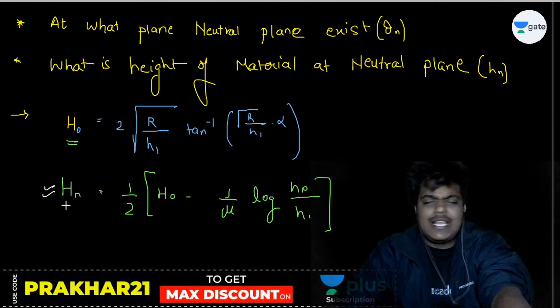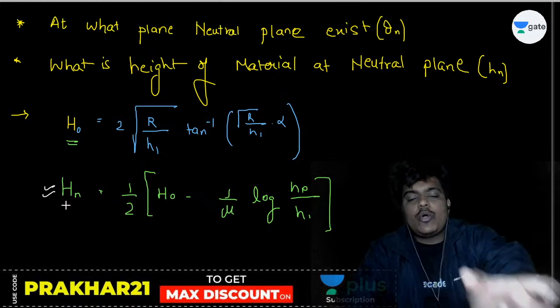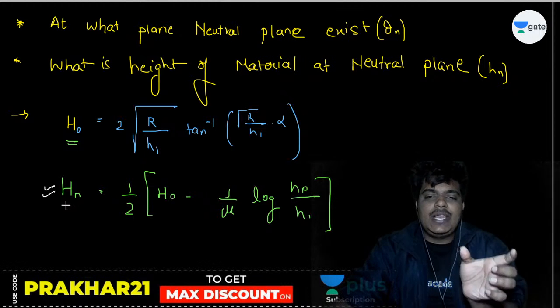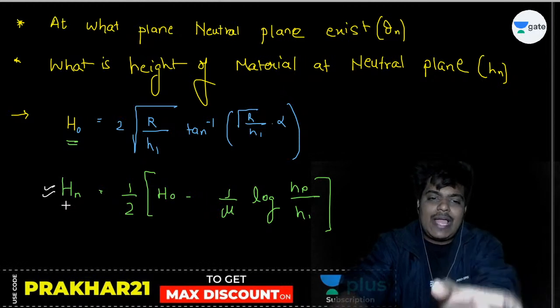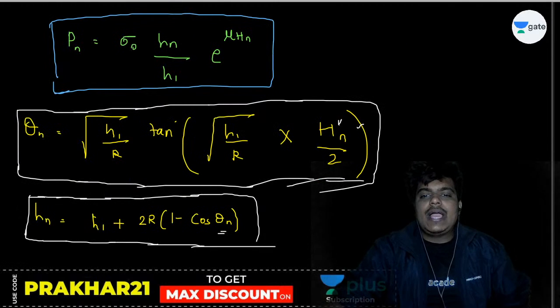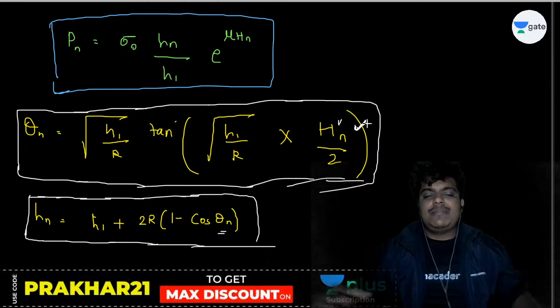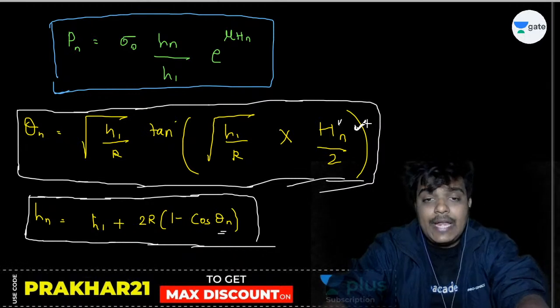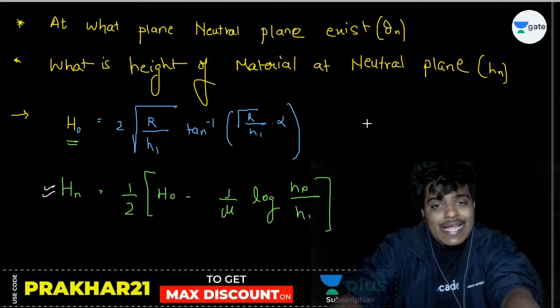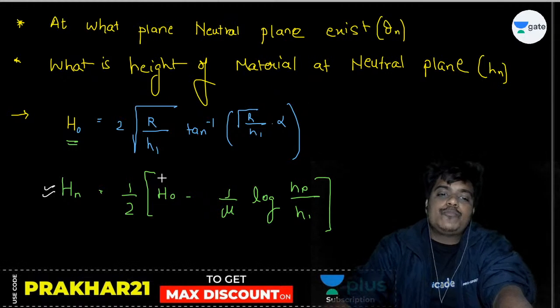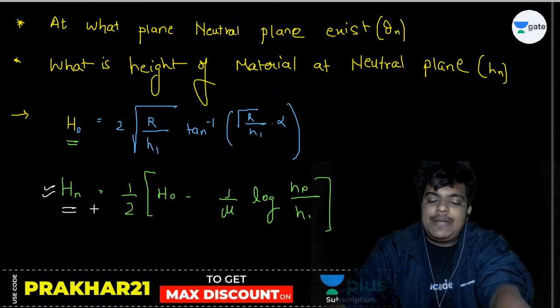Capital Hn is not a value. Now I can write this entire function here instead of Hn, but the formula will look so big and it is difficult to remember, and the chances of calculation mistakes are also high. So what can I do? This capital Hn I can calculate.